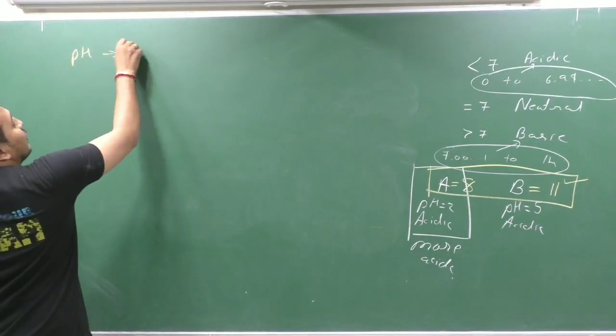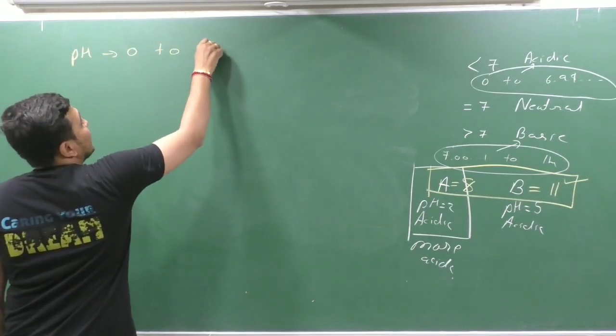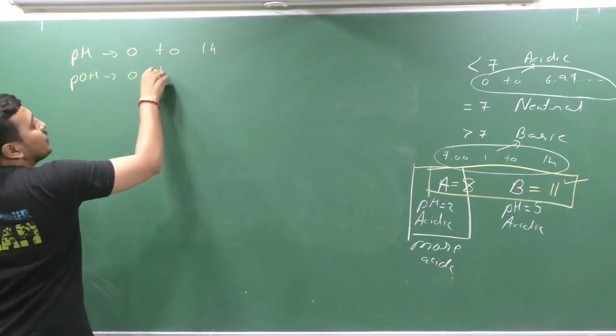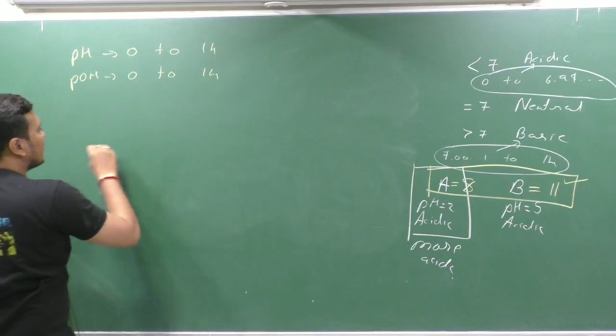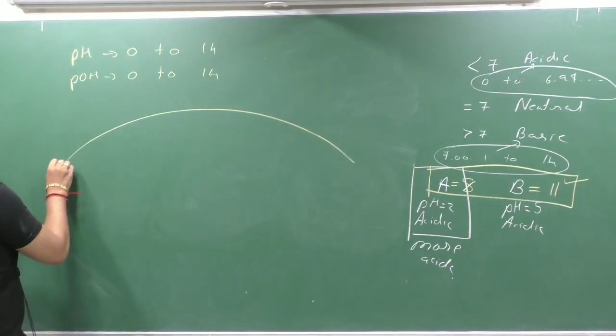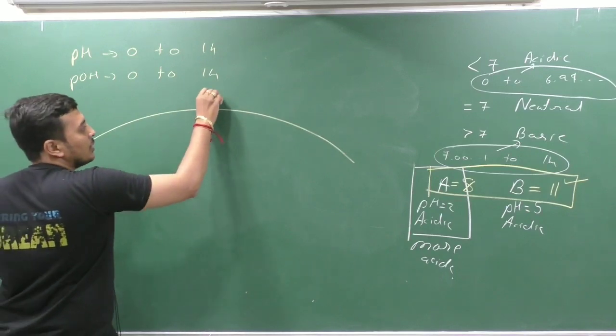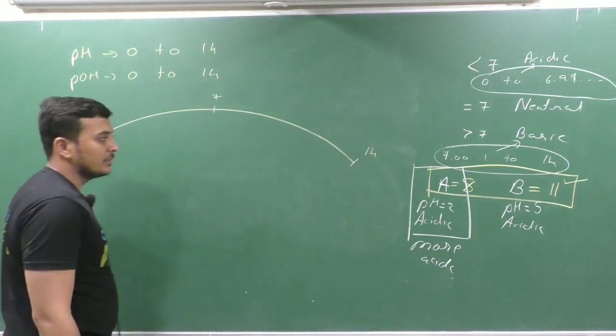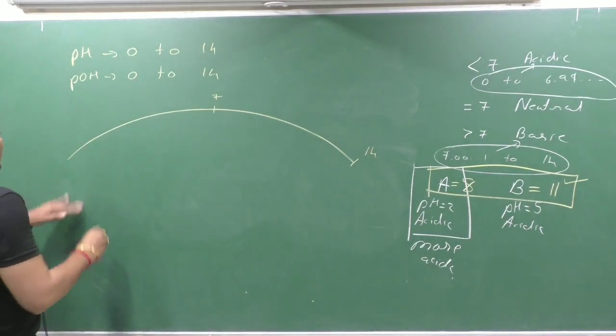The pH scale measures from 0 to 14. There is an opposite scale to it, that is pOH. It also measures from 0 to 14. So for example, this is a pH scale. It measures from 0, 7 and 14.